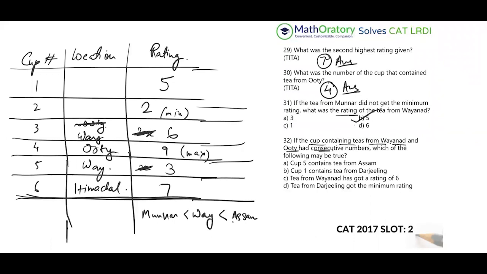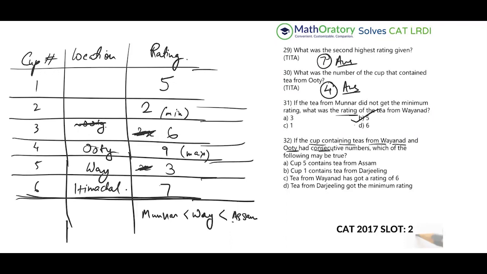Now, Wayanad cannot take number 3 position because if Wayanad goes here, then the rating is 6, right? Then what does Assam pick up? There is nothing left beyond 6. 7 and 9 are already picked up. 5 is the next possibility, but that is lower than 6, right? So Wayanad cannot pick up 6 rating. So Wayanad has to be assigned here.